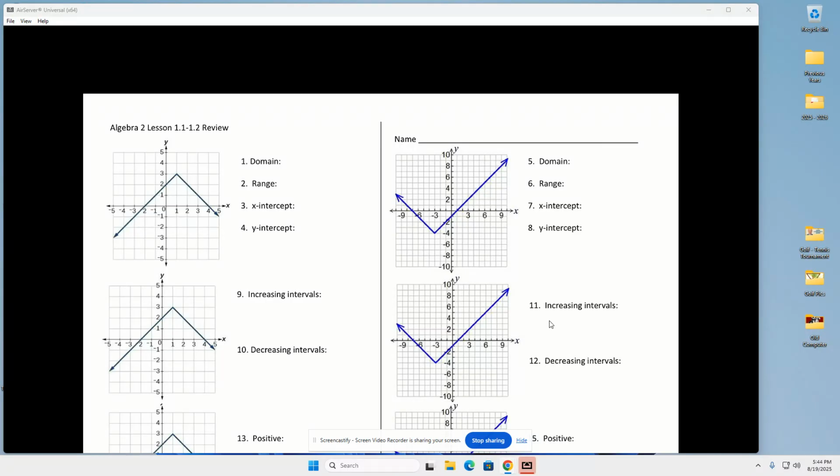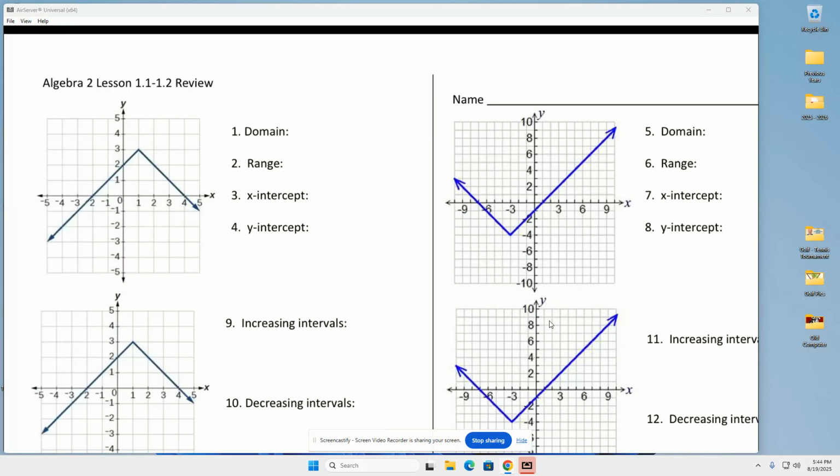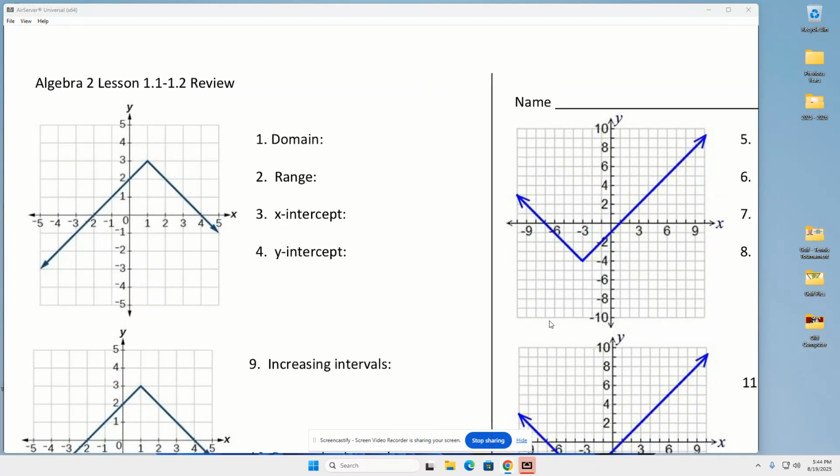If you haven't gotten it already, I'm sure that it's kind of making its way to you right now. So in this review, we're dealing with not just transformations, but we're dealing with all of these key features of functions that we've been talking about recently. All right, so I'm going to go through this relatively quickly. You're going to have some examples for you to do tonight, and we're going to have some time to talk about this tomorrow. Make sure you guys are all in a good place going into our quiz on Friday.